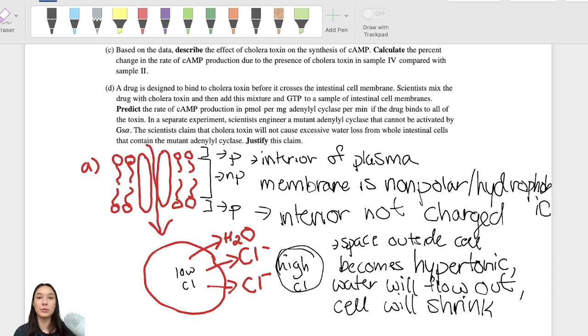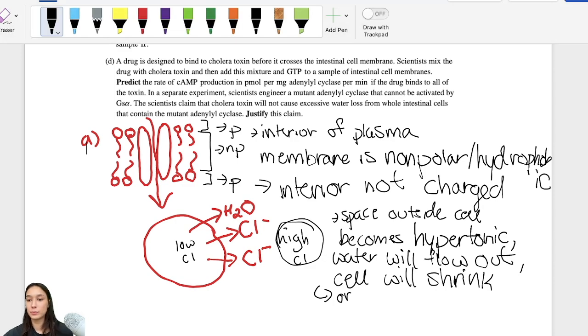So I'll write that as well if anyone wants to choose that. It's, you know, correct as well. It's just a different way of saying hypertonic. You say that the outside has a lower water potential. So hypertonic, you can also say slash, or you can also say lower water potential. Say there's a lower water potential, and then again, water is going to flow out of the cell. Okay, so those are your answers for A.